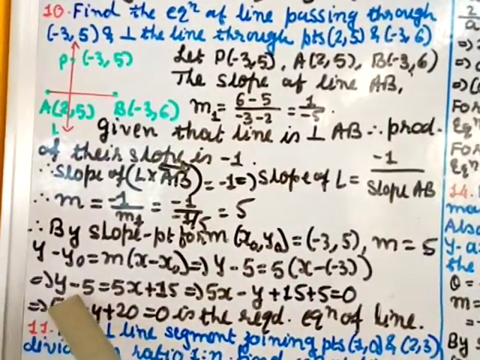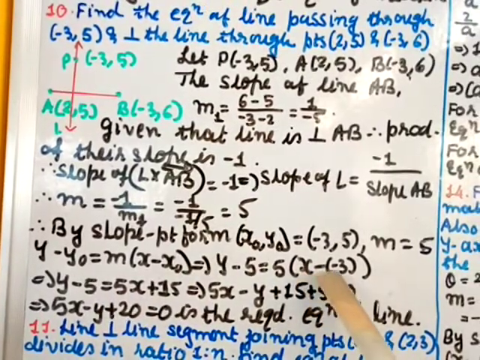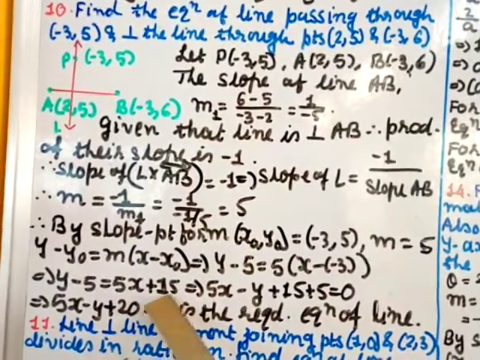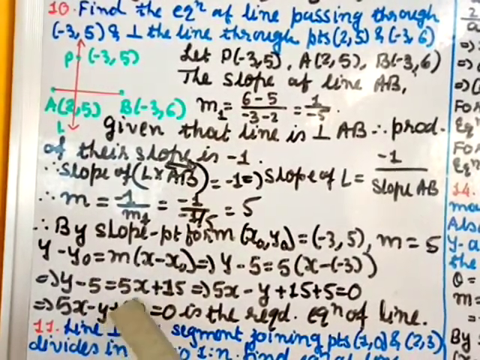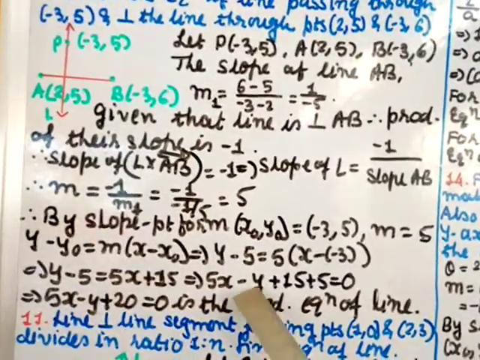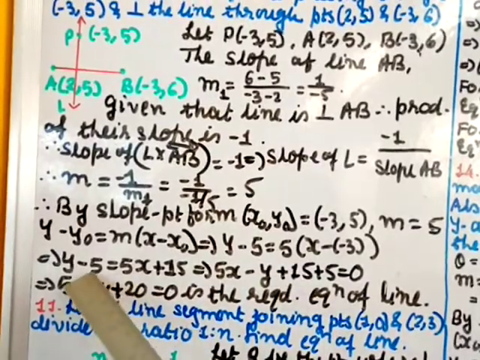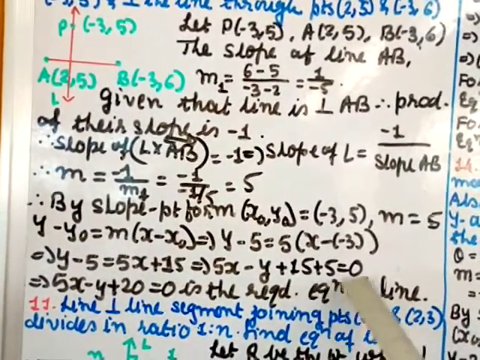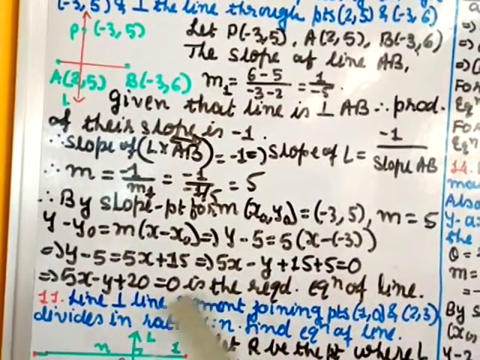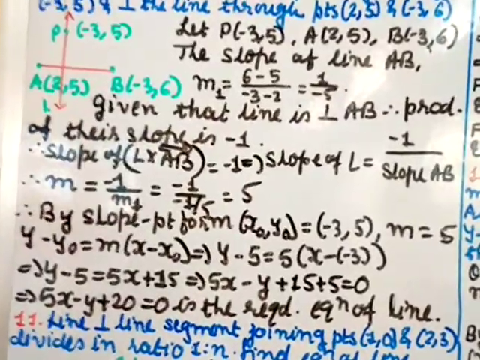This gives you y minus 5 equal to 5 into x is 5x, minus 3 in minus into minus 3 is plus 3 into 5 is 15. As I said, x should be positive, so this term transfers over here. So you get 5x, y transfers because minus y, plus 15, and this minus 5 transfers and becomes plus 5 equal to 0. This gives you 5x minus y, 15 plus 5 gives you plus 20 equal to 0, and this is the required equation of the line.